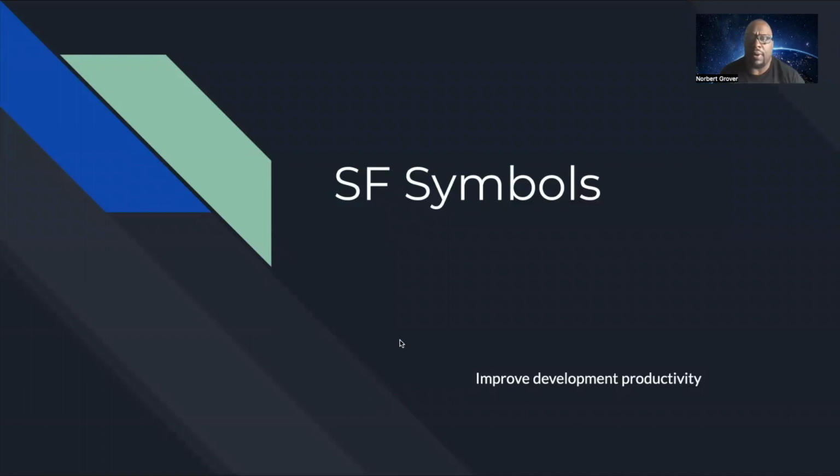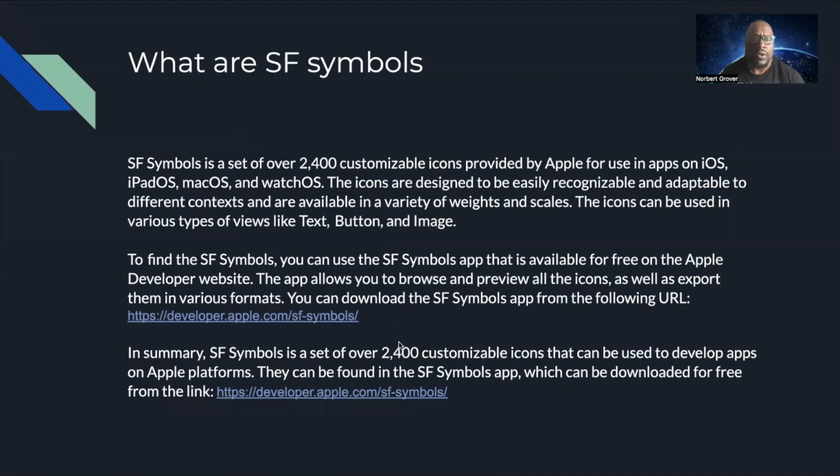Okay, so now we're going to talk about SF Symbols. What are SF Symbols? SF Symbols is a set of over 2,400 customizable icons provided by Apple for use in apps on iOS, iPadOS, macOS, and watchOS. The icons are designed to be easily recognizable and adaptable to different contexts and are available in a variety of weights and scales. The icons can be used in various types of views like text, button, and image.